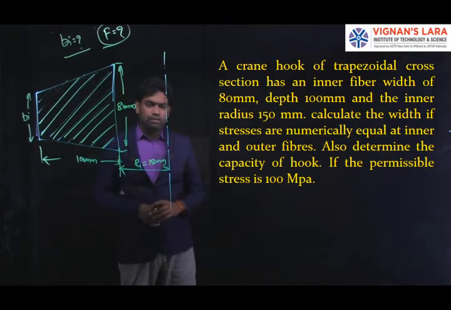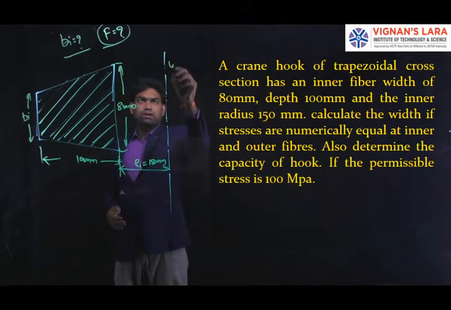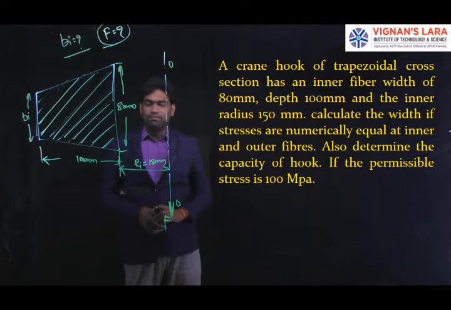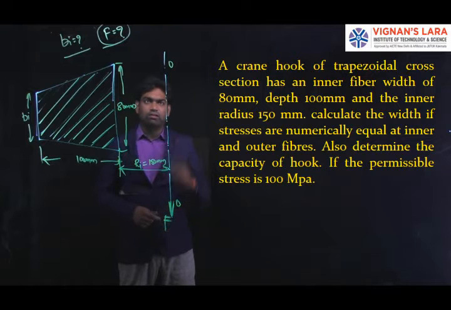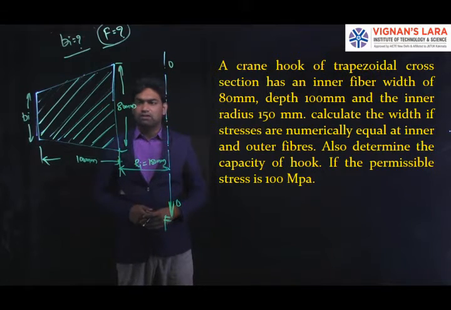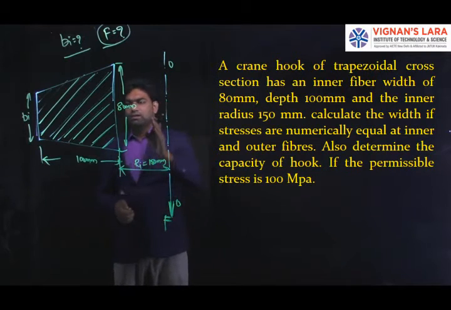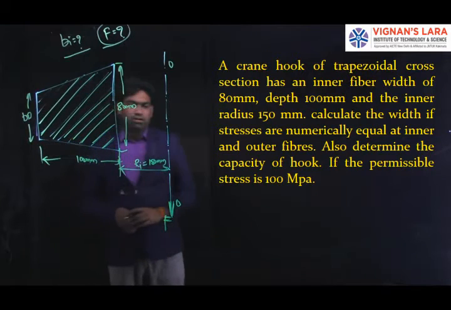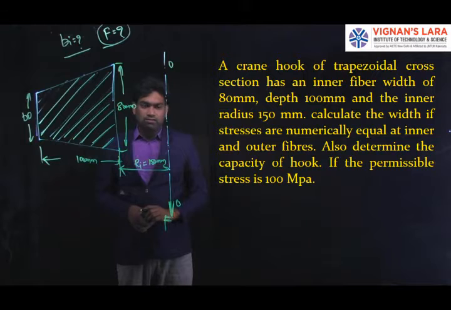The load line is not given here, so we can assume the load is acting along the center of curvature line. Here I am taking the load acting as F, along the center of curvature line. So F is to be found, the inner radius Ri is given, the depth is given, the width of the inner fiber is given, and the width of the outer fiber, bo, is not given. So calculate the width.